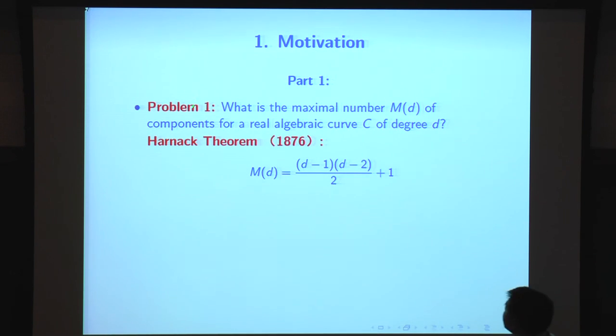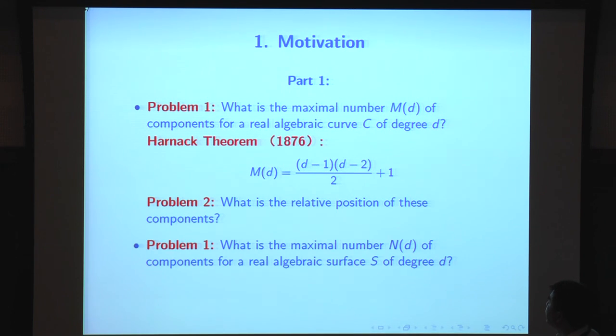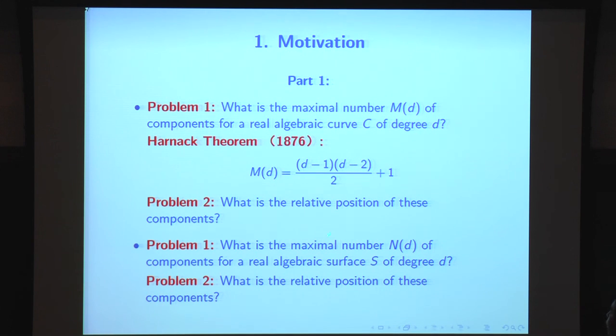Okay, the first part, the problem about the curves, is about the maximum number of components for this curve C, where the degree of C is d. So there is an upper bound on the number of components. This is the upper bound. The second part is about the position of the components. We also have the same problem for real algebraic surfaces, about the maximum number of components and the relative position of these components.